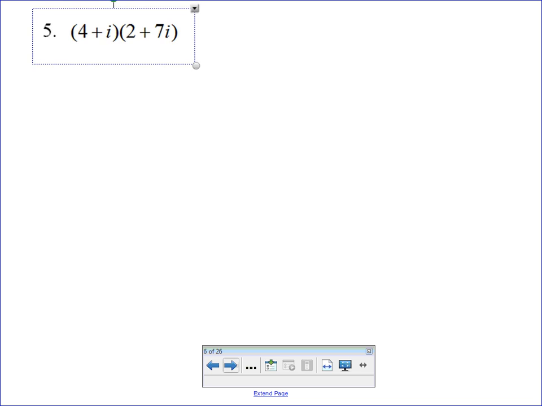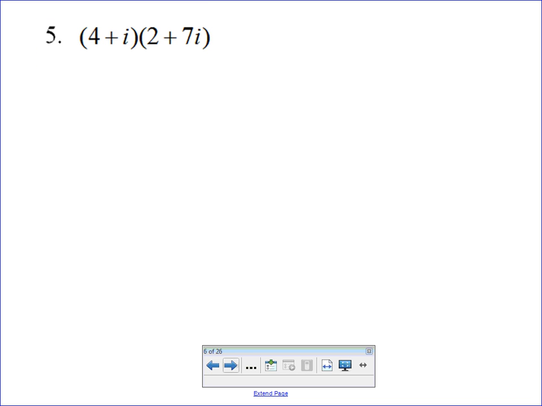So this is another one of those ones that if we do it correctly, we're going to FOIL it out. Remember, though, that if you have your calculator set to a plus bi in the main mode menu, the calculator will most likely do this for you if you just type it in, like we practiced in class today. So if we're going to do it correctly, though, we're going to FOIL.